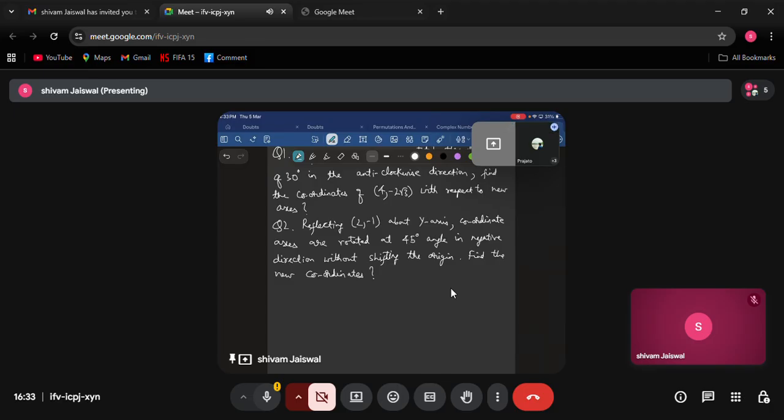Those who don't remember, I am telling you, you need to remember this table. Pay attention. So, cos theta, sin theta, minus sin theta, cos theta. Okay, you need to remember this.